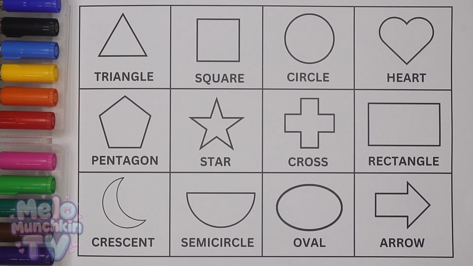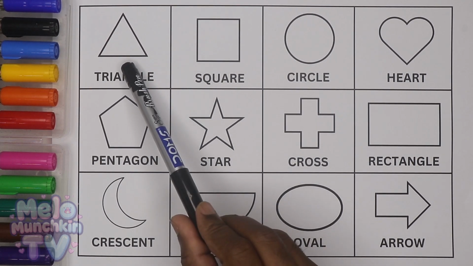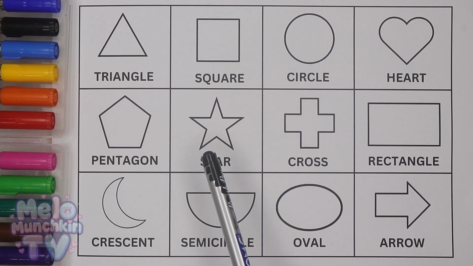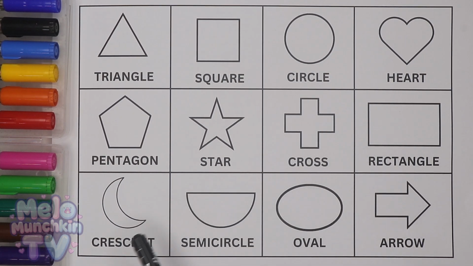So how many shapes are there? Let's count. 1, 2, 3, 4, 5, 6, 7, 8, 9, 10, 11 and 12. So we are going to learn 12 shapes and 12 colors. Okay? So let's get started.